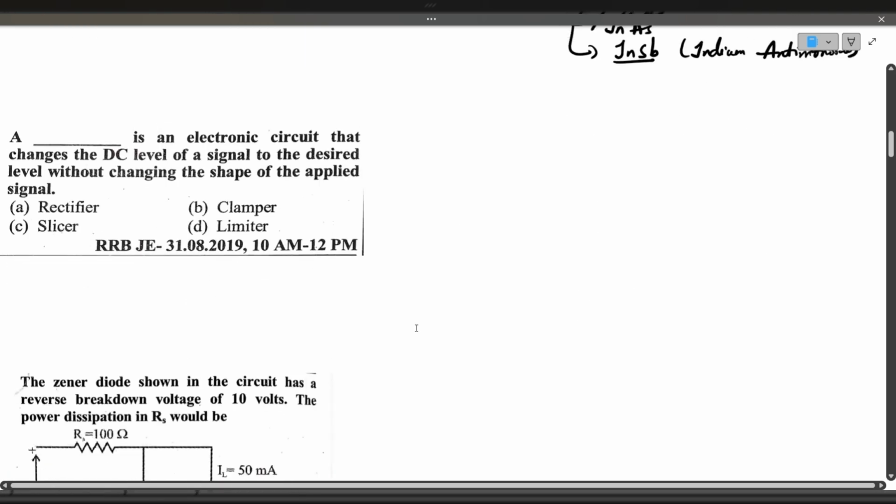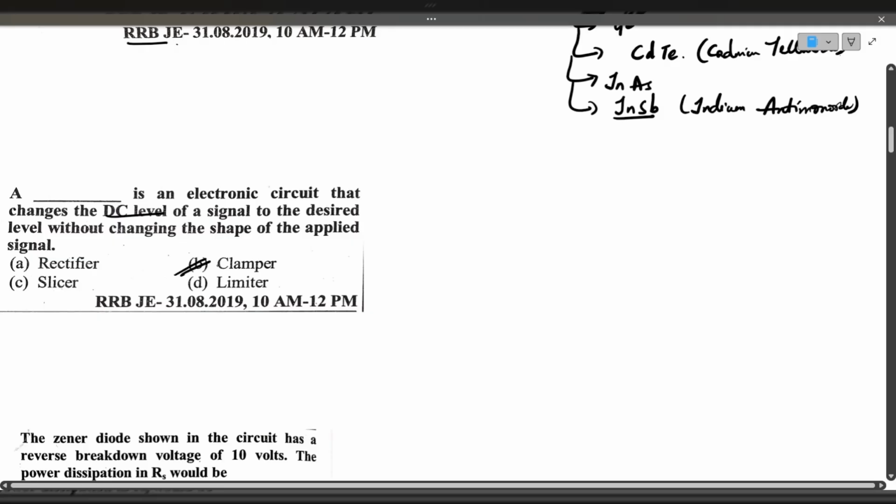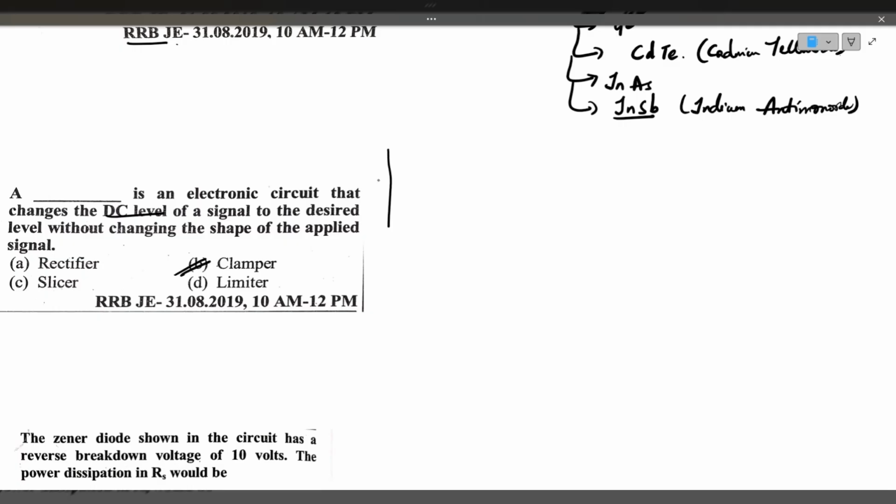We'll see the next problem. A dash is the electronic circuit that changes the DC level of the signal to the desired level without changing the shape of the applied signal. It is nothing but a clamper circuit. We have seen the function of the clamper in previous videos. This is the input voltage, and it will be shifted to the positive side or negative side depending on the clamper circuit.